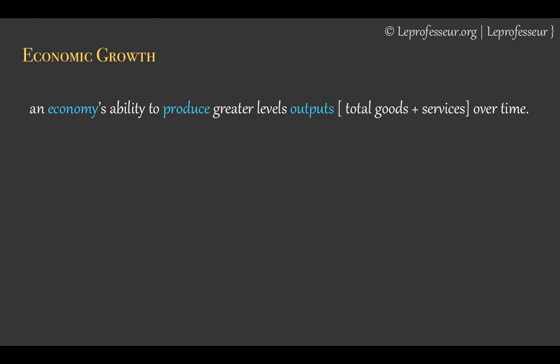So, what do we understand by economic growth? Well, in simple terms, an economy's ability to produce greater levels of output. When we say output, it means the economy's total goods and services, what it produces in a given time, maybe 1 year, 2 years. That ability to produce greater levels of output is usually known as economic growth.